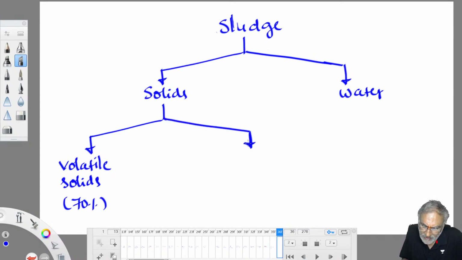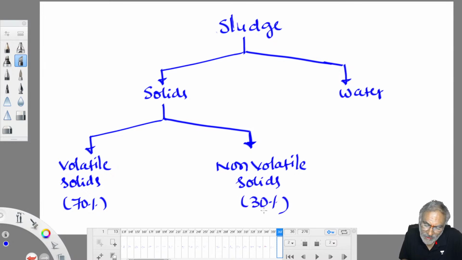Remaining are non-volatile solids. Non-volatile solids content is very less, only about 30%. So solids content is 0.25 to 12%. Out of that, the majority of the solids are volatile. That's why it is dangerous. Okay. So in sludge treatment, what do we do? We destroy this volatile matter. We try to reduce the water content. Therefore, we can comfortably dispose after reducing the water content and after completely destroying the volatile matter.